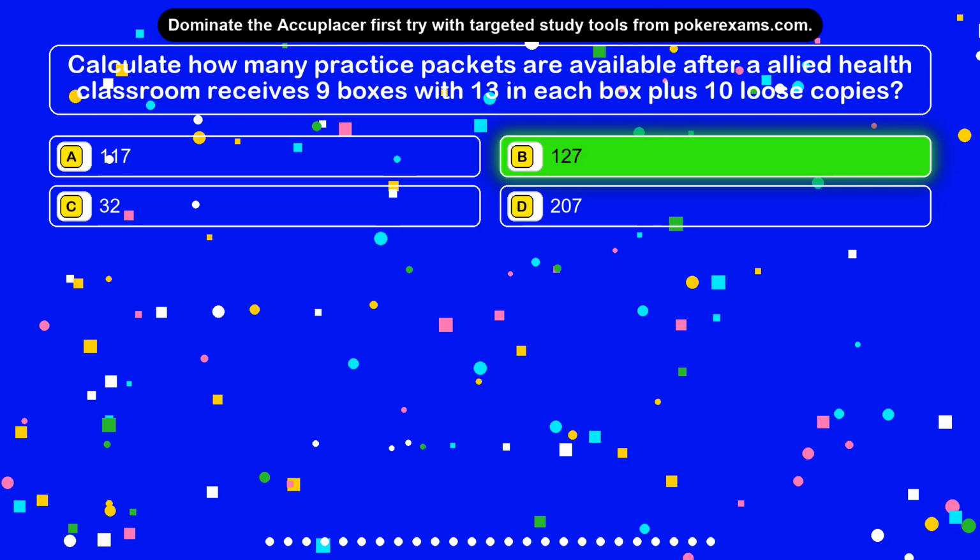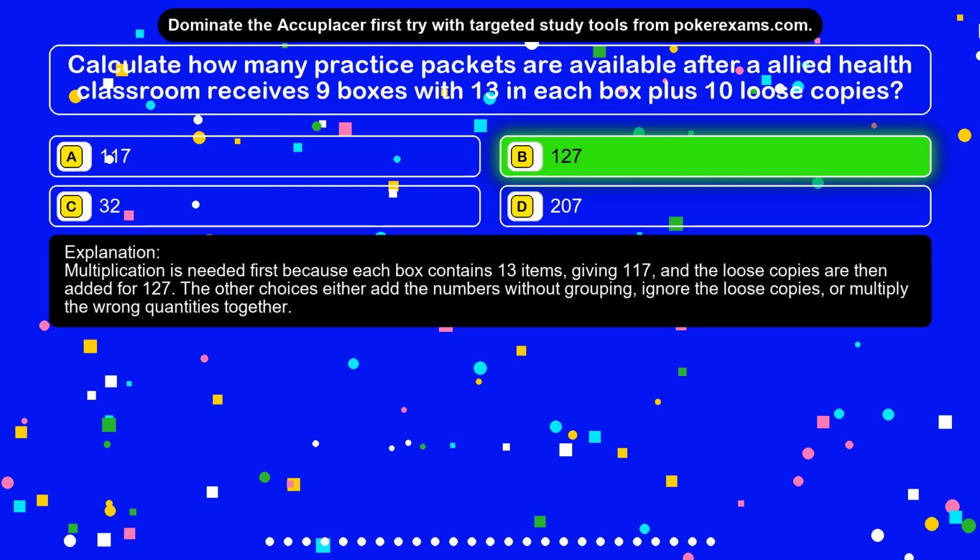The correct answer is option B, 127. Multiplication is needed first because each box contains 13 items, giving 117, and the loose copies are then added for 127. The other choices either add the numbers without grouping, ignore the loose copies, or multiply the wrong quantities together.